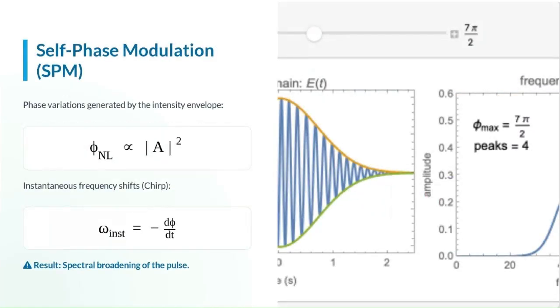Now let's look at the nonlinear effect called self-phase modulation, or SPM. Because the nonlinear phase depends on intensity, the center of the pulse accumulates phase differently from the edges. This changing phase creates new instantaneous frequencies inside the pulse. This phenomenon is known as chirping. So while dispersion spreads the pulse in time, self-phase modulation broadens the pulse spectrum in frequency.